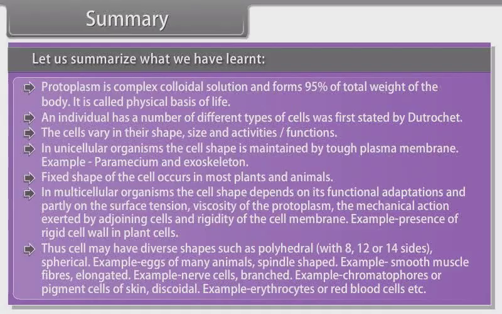Thus, cells may have diverse shapes such as polyhedral with 8, 12 or 14 sides, spherical, example, eggs of many animals, spindle-shaped, example, smooth muscle fibers, elongated, example, nerve cells, branched, example, chromatophores or pigment cells of skin, discoidal, example, erythrocytes or red blood cells, etc.